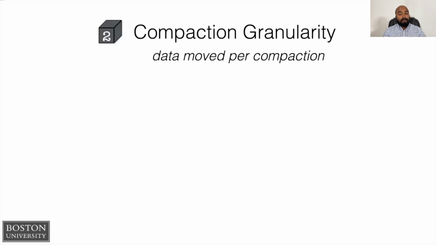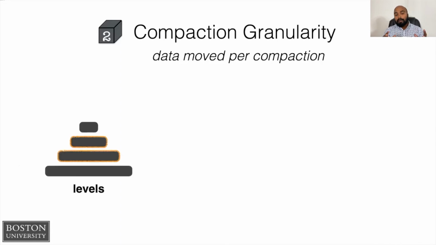The second compaction primitive is the granularity of compaction, which defines the amount of data to be moved per compaction. A larger compaction granularity compacts all data from consecutive levels once a compaction is triggered.